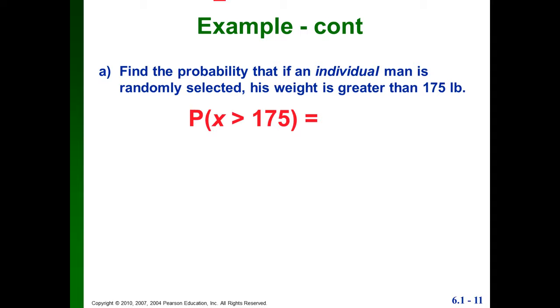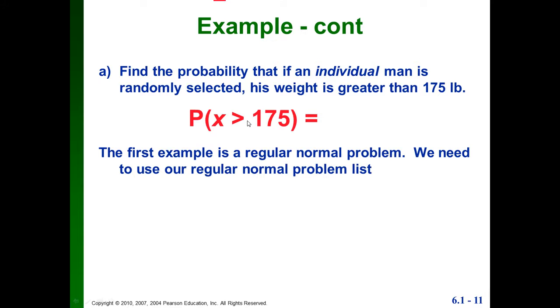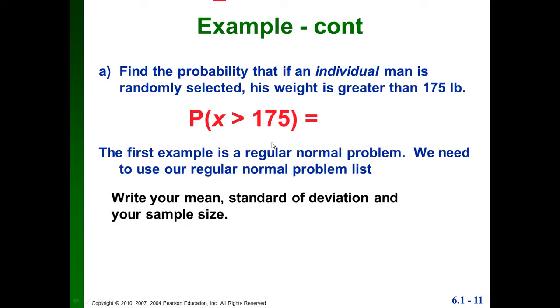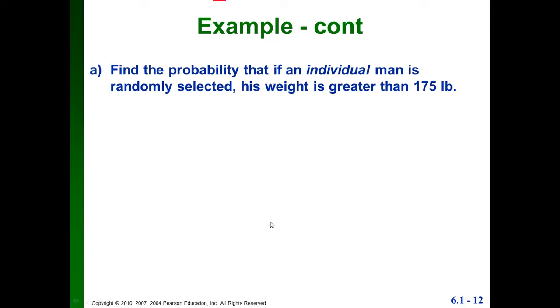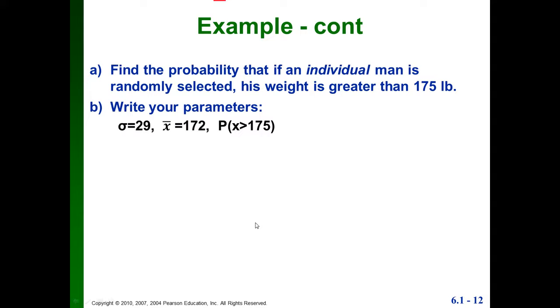Okay, so let's go ahead and write our probability statement. His weight is greater than 175, so we want the probability that x is greater than 175. Okay, so now we're going to write down our mean, standard deviation, and sample size. So we're going to write our parameters. Our standard deviation is 29, the mean was mu equals 172, and then x is greater than 175.